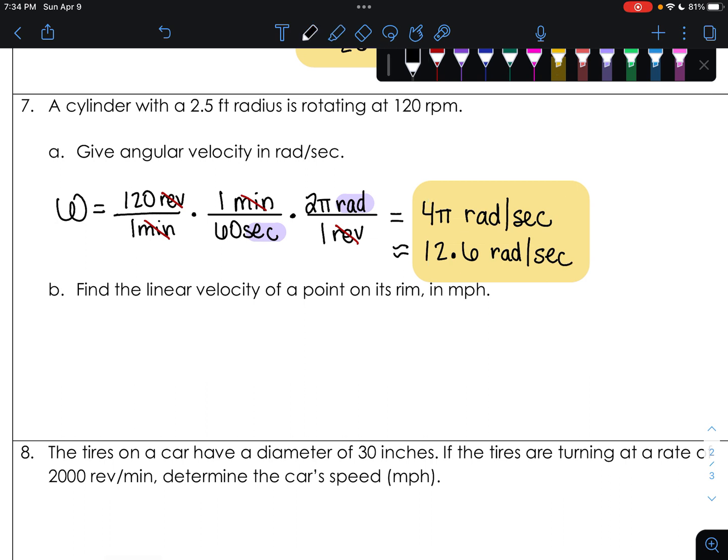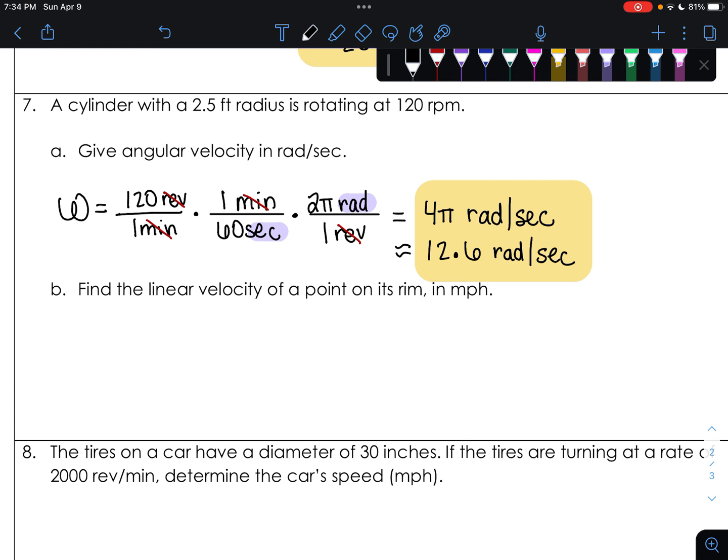In part B, it says find the linear velocity of the point on its rim in miles per hour. So we found radians per second. Now we want to use the linear formula to find miles per hour. Remember, the linear formula is the radius times the angular velocity. The radius is 2.5 feet times the angular velocity, which is 4 pi radians, which again, we can drop the radians because we're going to linear form per 1 second.